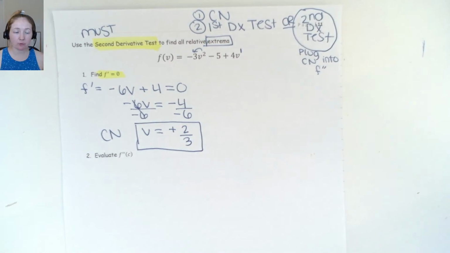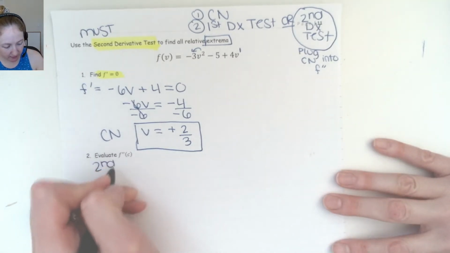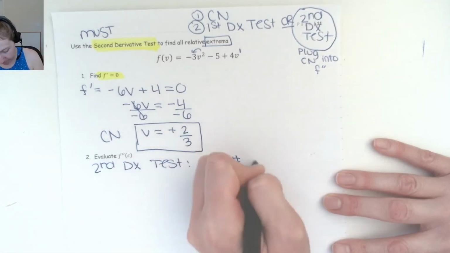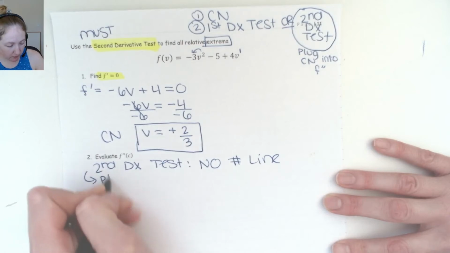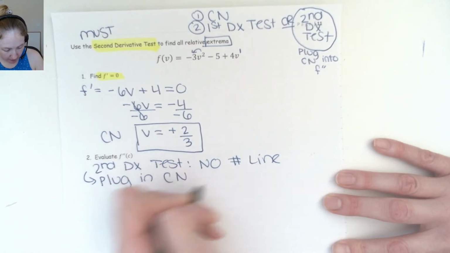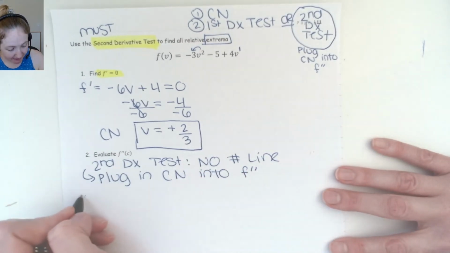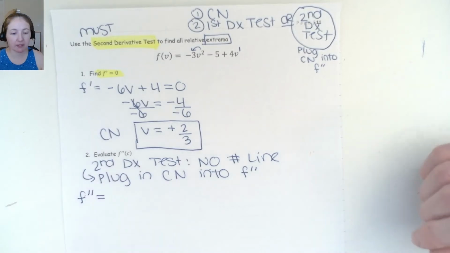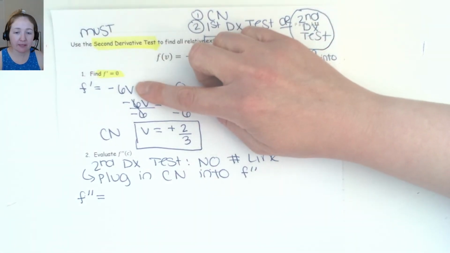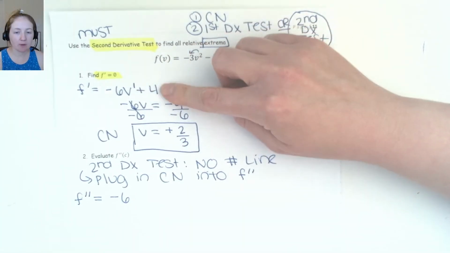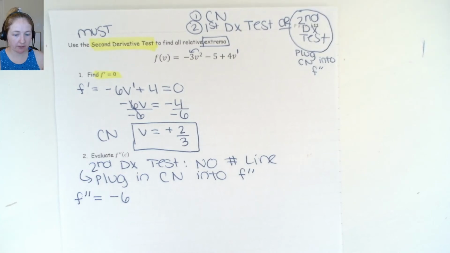So what we could do is draw our number line with the first derivative and test. Instead, we're using the second derivative. So for the second derivative test, there's no number line. Instead, what we do is plug the critical number into the second derivative. So I do need to find my second derivative. Negative 6v is a linear term, so that will just go to negative 6. And then the plus 4 is a constant, so it goes to 0.